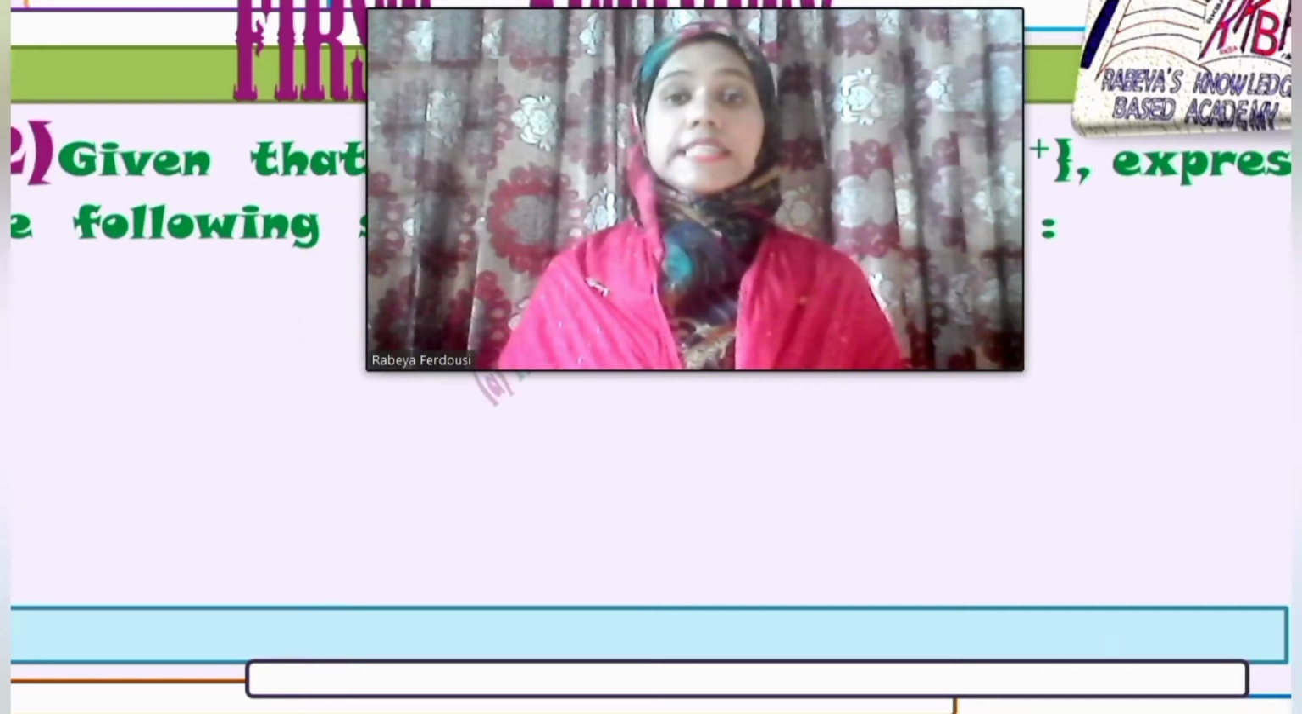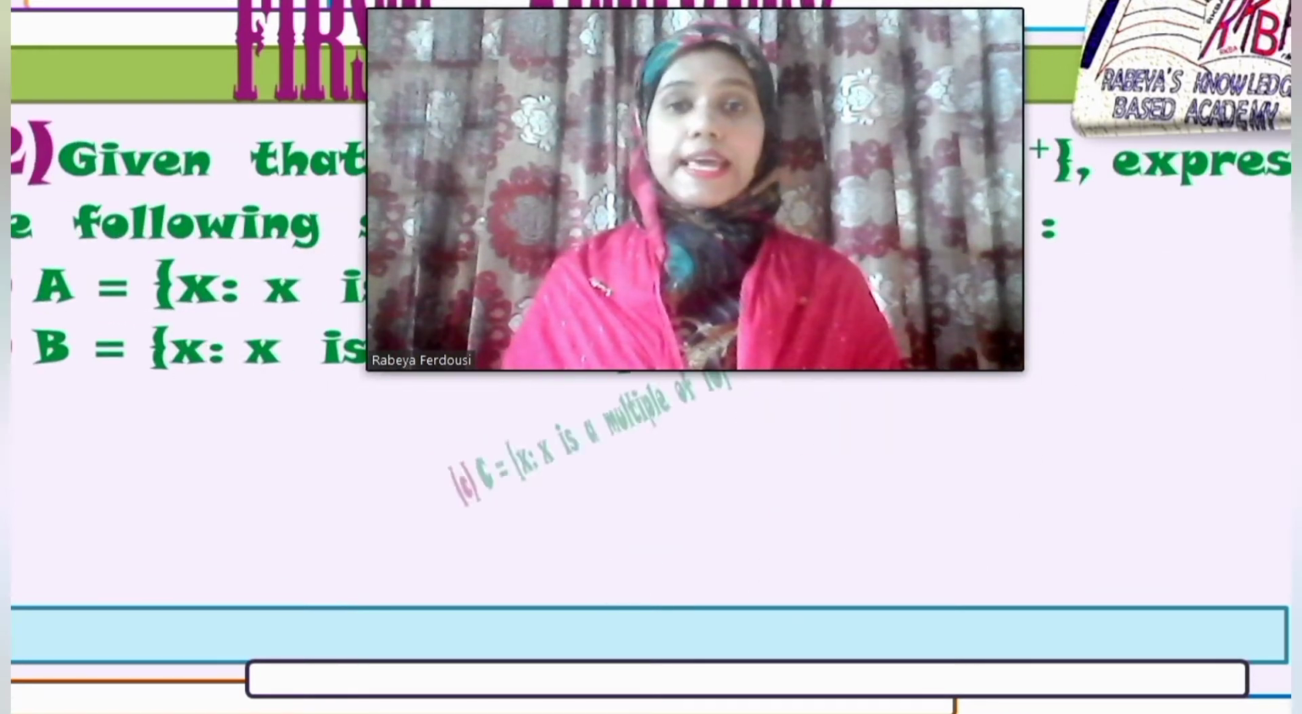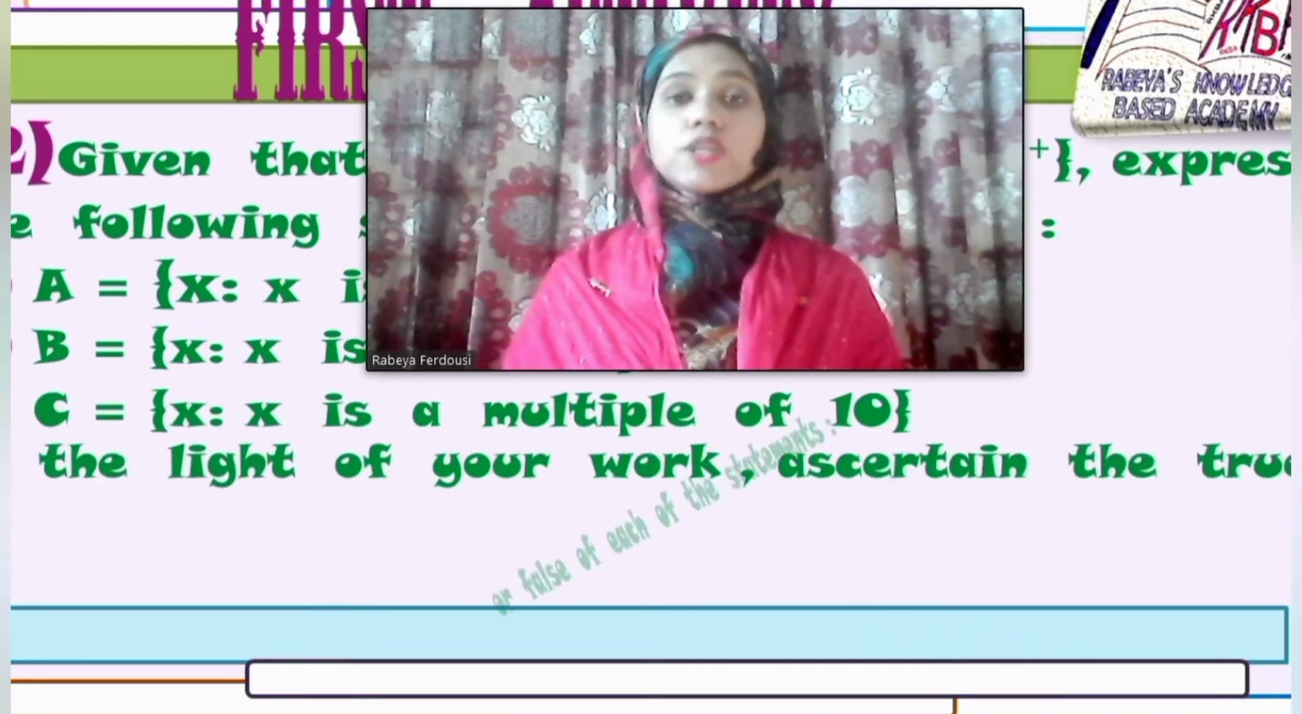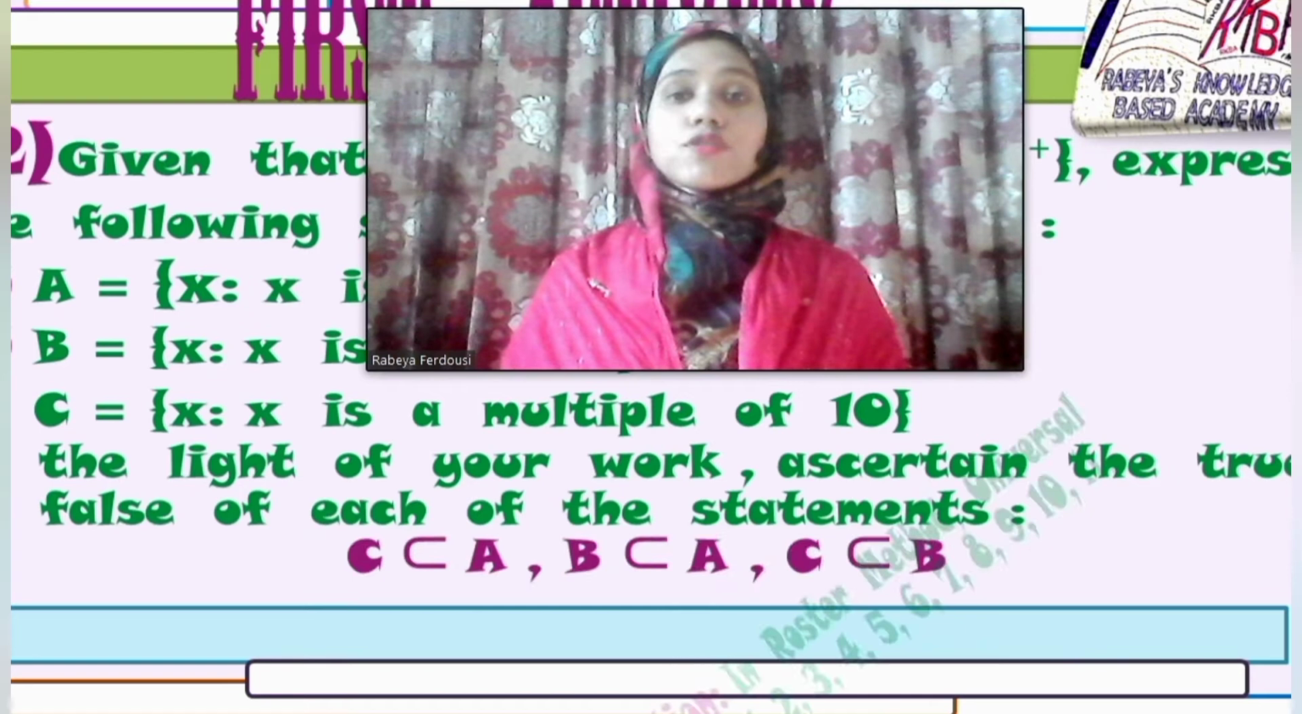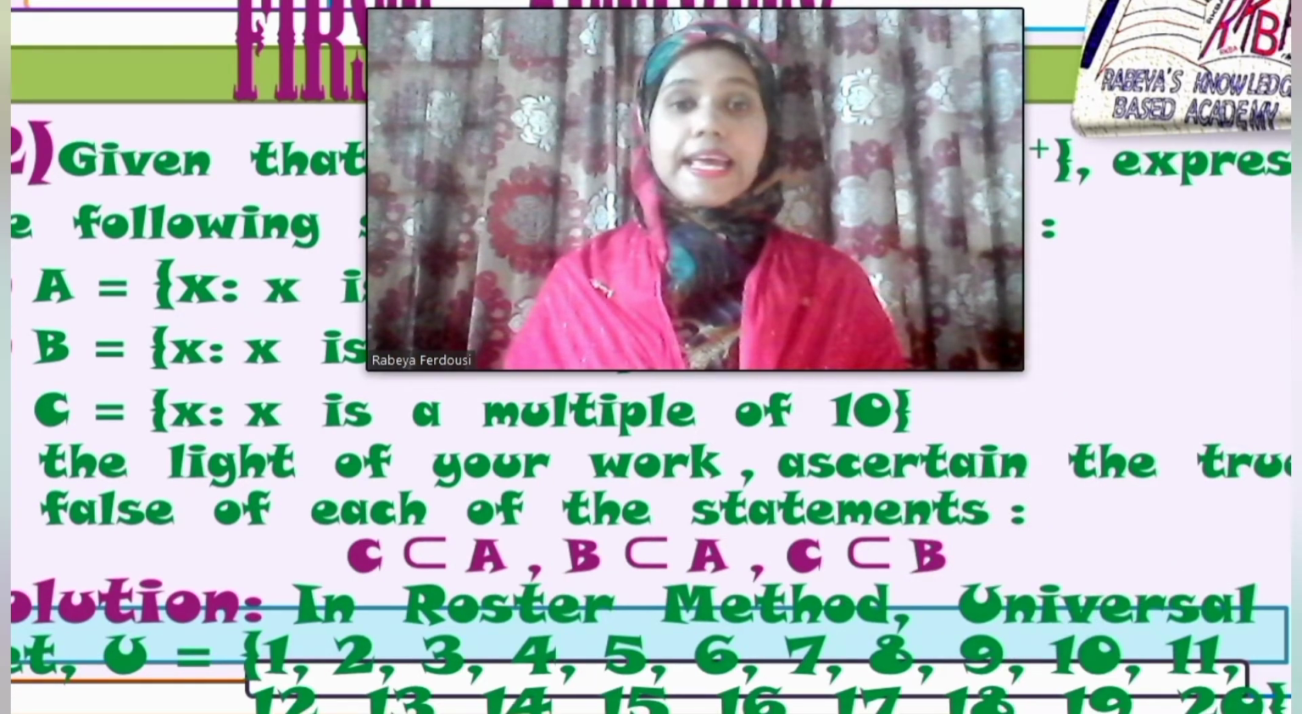The question is: given that universal set U equals {x such that x is greater than or equal to 1, less than or equal to 20, and x belongs to positive integers}. Express the following sets in roster method. Set A equals {x such that x is a multiple of 2}. Set B equals {x such that x is a multiple of 5}. Set C equals {x such that x is a multiple of 10}. In the light of your work, ascertain the true or false of each of the statements. These statements are: C is a subset of A, B is a subset of A, and C is a subset of B.